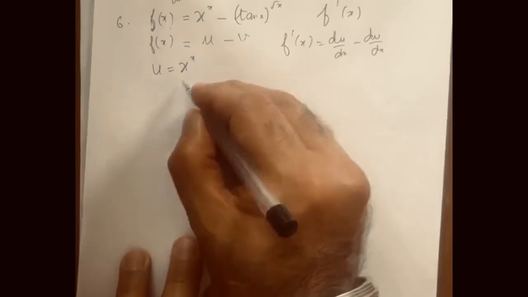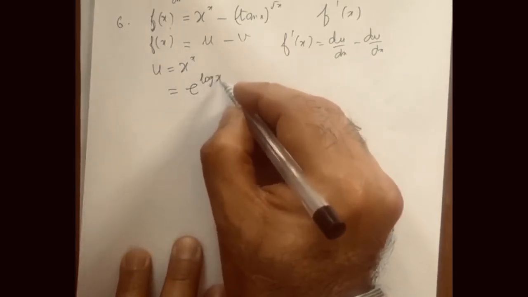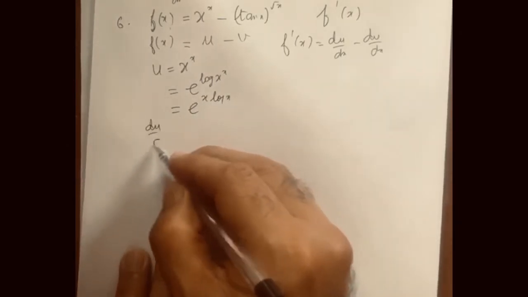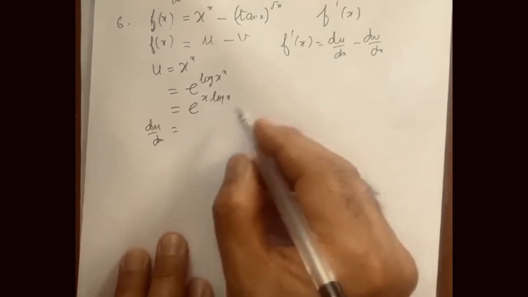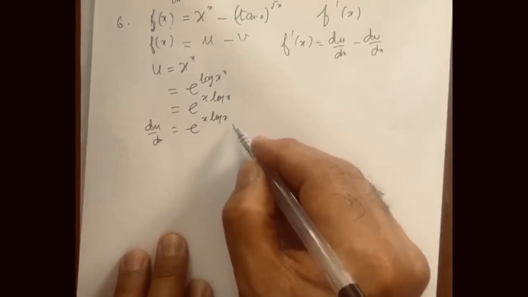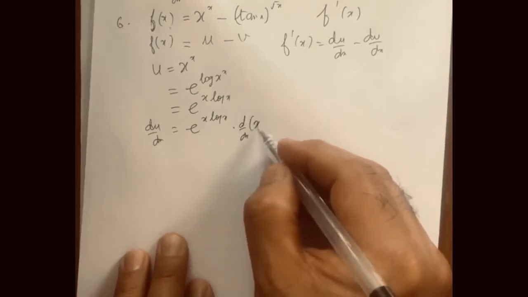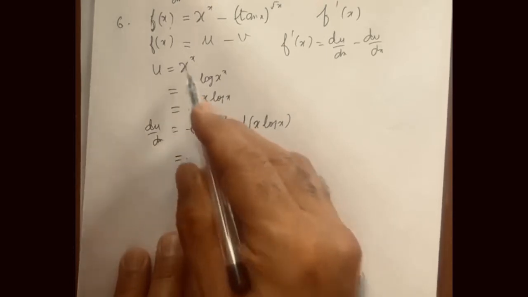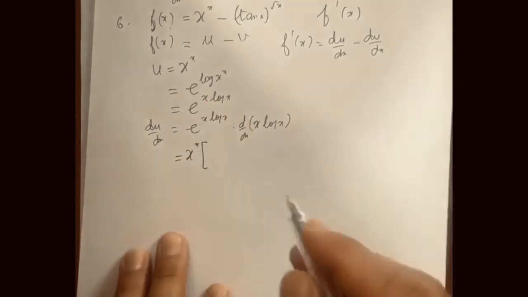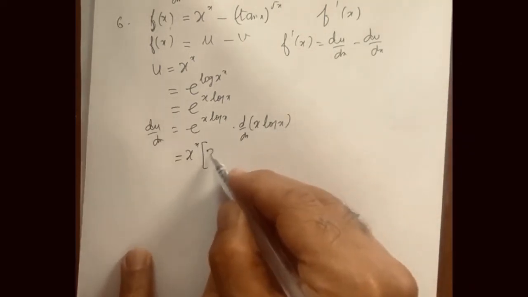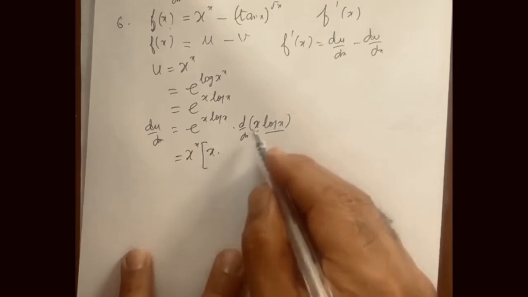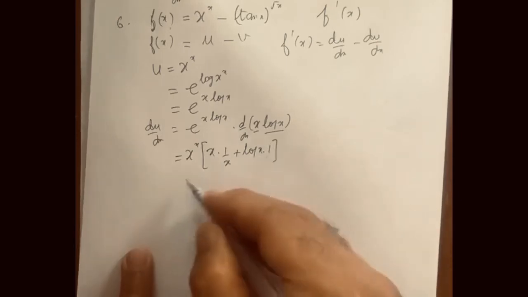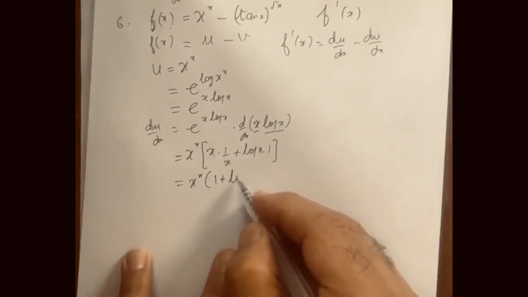This can be written e raised per log of x raised per x, or it's e raised per x into log of x. du by dx will be derivative of e raised per something is e raised per something into derivative of something, derivative of x into log of x. This is e raised per x log of x. This can be written x raised per x. Derivative of x into log x: this is product of two functions. So first function into derivative of second plus second function log x derivative of x 1. This is x raised per x into 1 plus log of x.